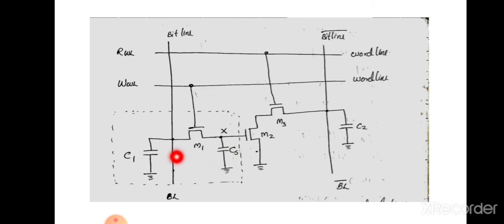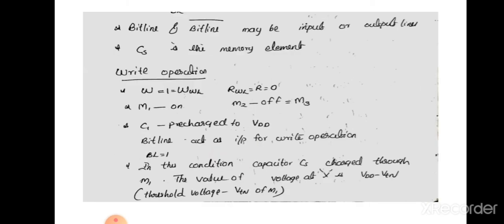So we can say that whenever bit line equal to 1 and word line equal to 1, then 1 will be written into the memory. Whenever word line equal to 1 and bit line equal to 0, 0 will be written into the memory. So that is the brief about this write operation. For the write operation, this portion will be working. Next we can see the read operation.